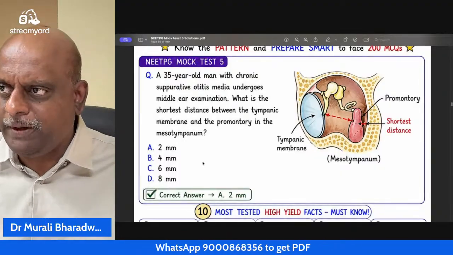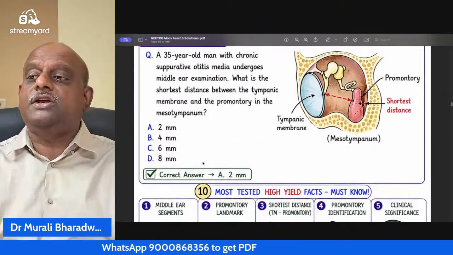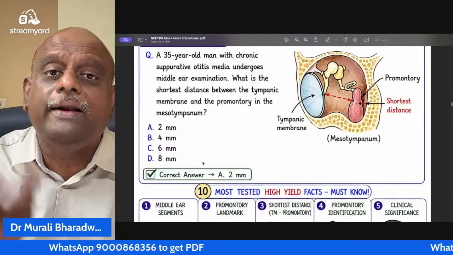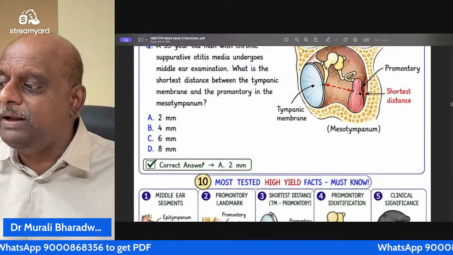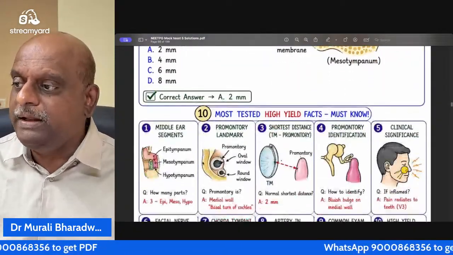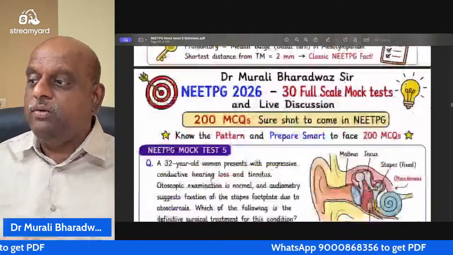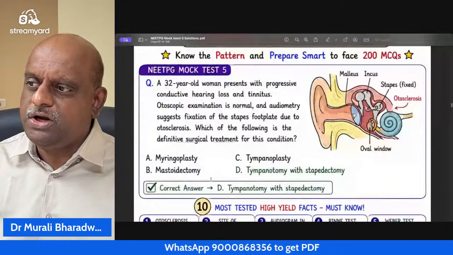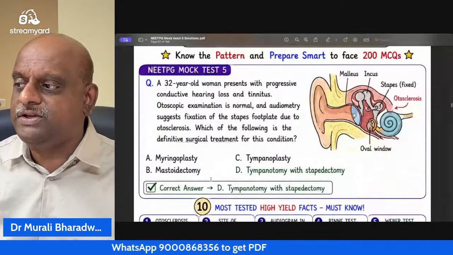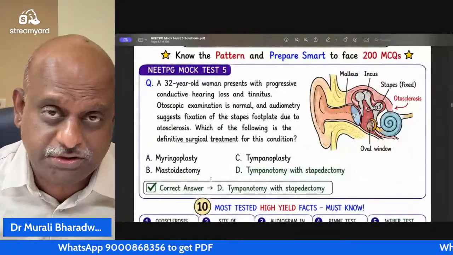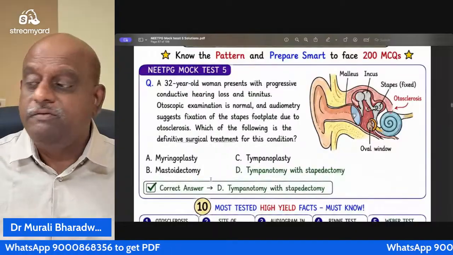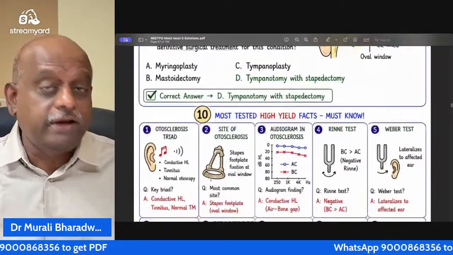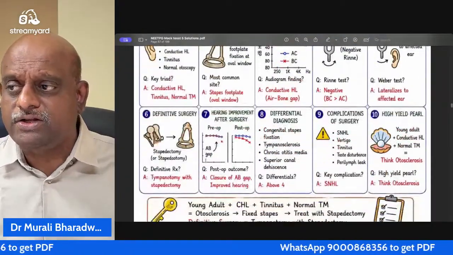35-year-old with chronic suppurative otitis media. What is the shortest distance between tympanic membrane and the promontory of the mesotympanum? It is 2 millimeters. 32-year-old with tinnitus. Otoscopy is normal. Audiometry shows fixation of the stapes footplate due to otosclerosis. We do tympanotomy with stapedectomy. You need to be very sure what the treatment modalities are in case of otosclerosis.